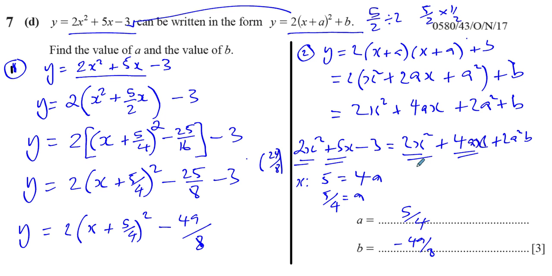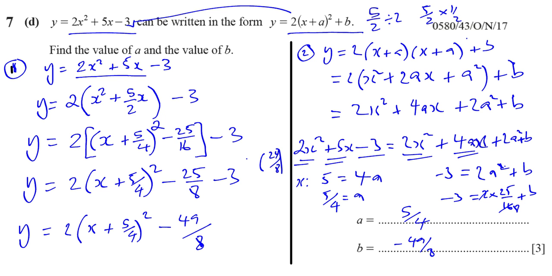And then once we know that, I know the minus 3 must be the same as the constant here, which is 2a squared plus b. So you've got negative 3 is equal to 2a squared plus b. I think my computer needs a restart. It's getting a bit messed up. Anyway, now we know what a is. A is 5 over 4. So this is 2 times, now a squared is going to be 25 over 16, plus b. Now 25 over 16 times 2 is 25 over 8.